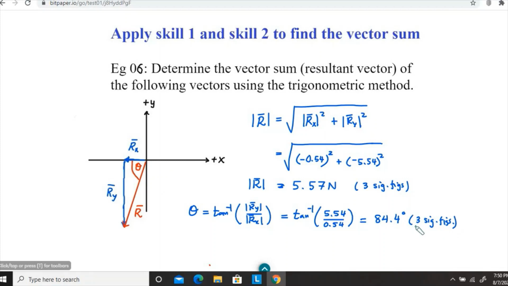But this is not what I asked initially. I asked you to find the angle with respect to the positive x-axis. So this angle is measured with respect to the negative x-axis. That means we need to add this entire angle to theta. So we need to add 180 degrees to the angle so that the angle is measured from the positive x-axis.